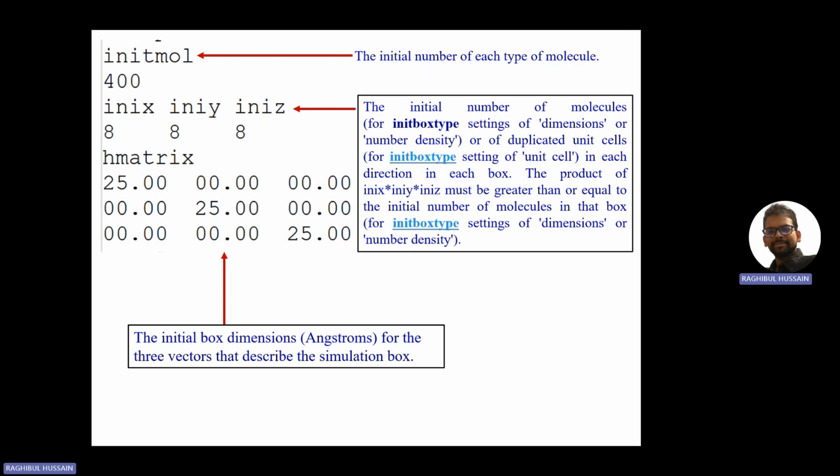So how are you going to decide this box length? Suppose in this case, I have given 25, 25, 25. 25 is the maximum length of the box. It is 0, 0, 0 to 25, 25, 25. See, if you know the density of your molecule, based on the density, you can decide this quantity.